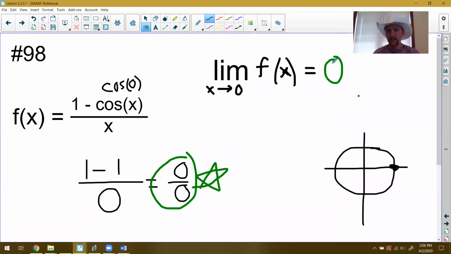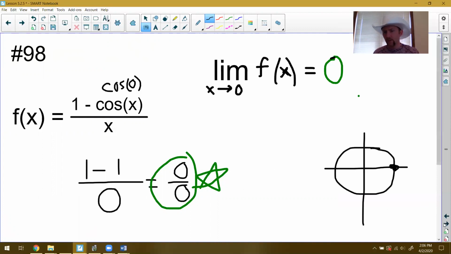Now, this is not always true when it's 0 over 0. Please don't get that in your head, that because it was 0 over 0, that's why this limit's 0. That's not true. Sometimes 0 over 0 ends up equaling 1. Sometimes it ends up equaling 0. Sometimes it ends up equaling something totally different. So again, strategy number 2, if you can't plug it in and get something nice, look at the graph.